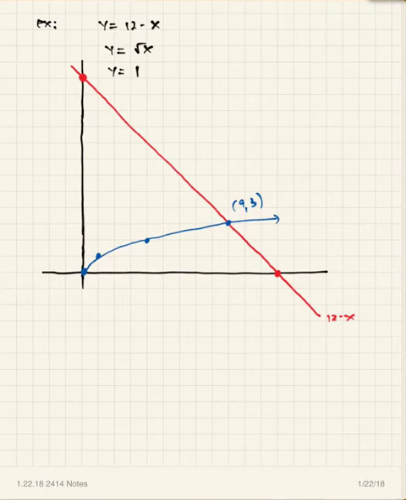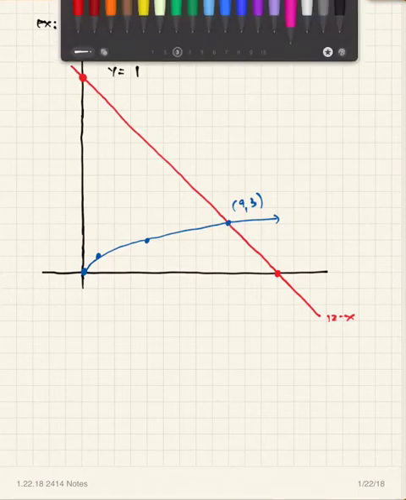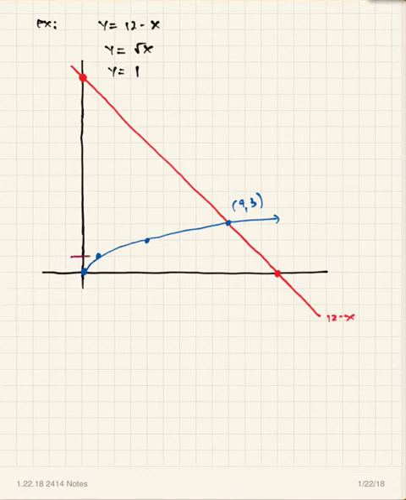And then finally, you have y equals 1. You have a third curve in here, and the third curve is this horizontal line, y equals 1, like that. All right, and so notice the region that's bounded by these three graphs is this region in here.